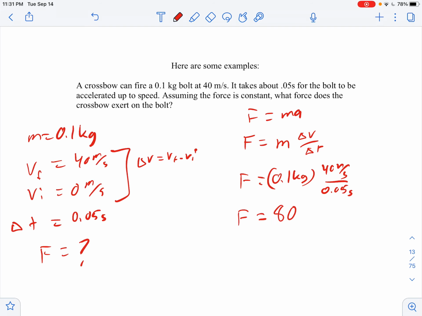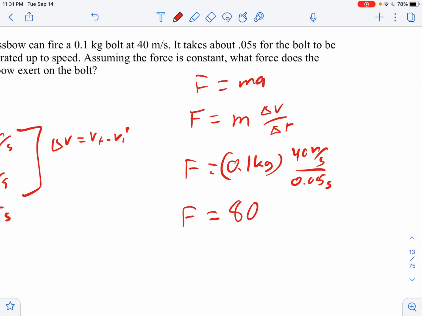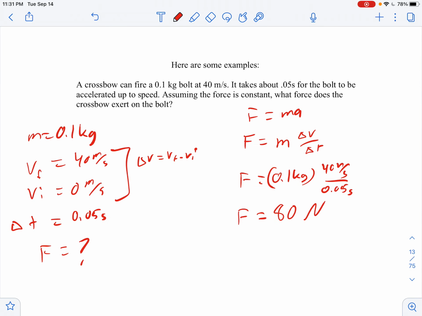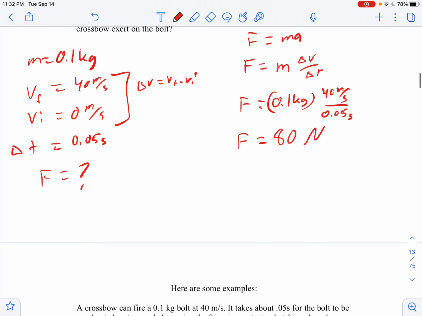Now this is newtons. If we look at the units, kilograms times meters divided by seconds again, there's kilogram meters per second squared. That's mass times acceleration, that's newtons. So there's your basic F equals ma kind of problem without calculus.